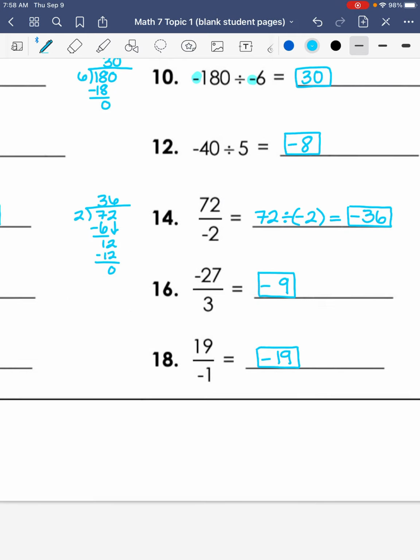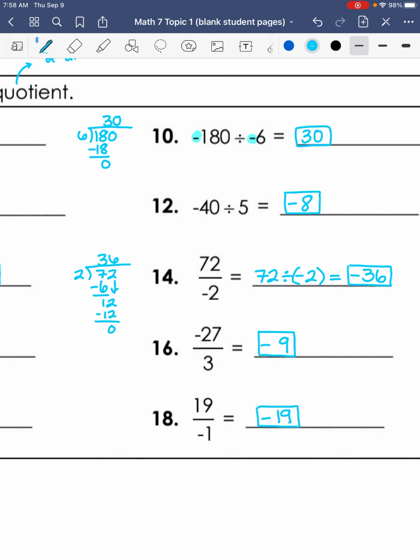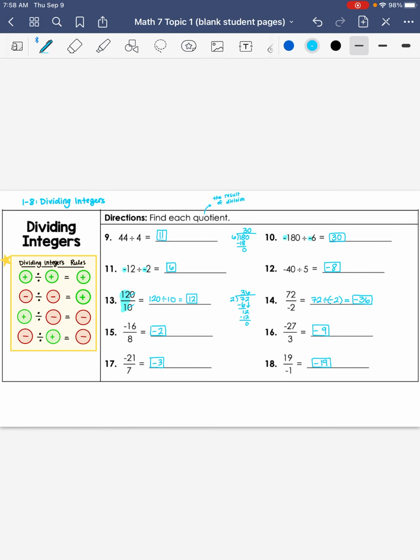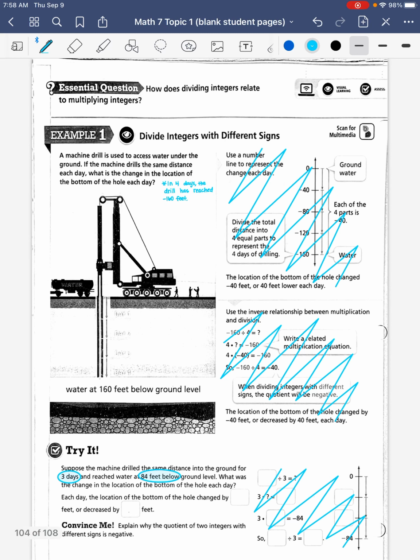Okay, let's move on to the next page. I think it's page 54 in your book. And we're going to look at example 1. Okay, so example 1 on page 54.